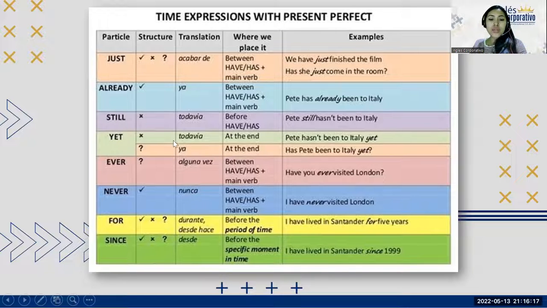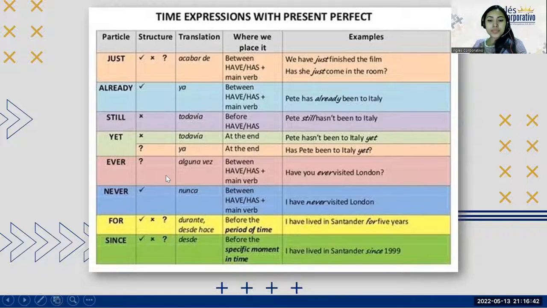Yet, lo utilizamos como todavía o puede ocuparse como ya. Todavía se utiliza para negativa y ya para interrogativa. Y se pone al final. Por ejemplo, Pete hasn't been to Italy yet. ¿Ok? Él todavía no ha estado en Italia. O puedo hacer la pregunta: Has Pete been to Italy yet? ¿Ya ha estado en Italia, Pete?